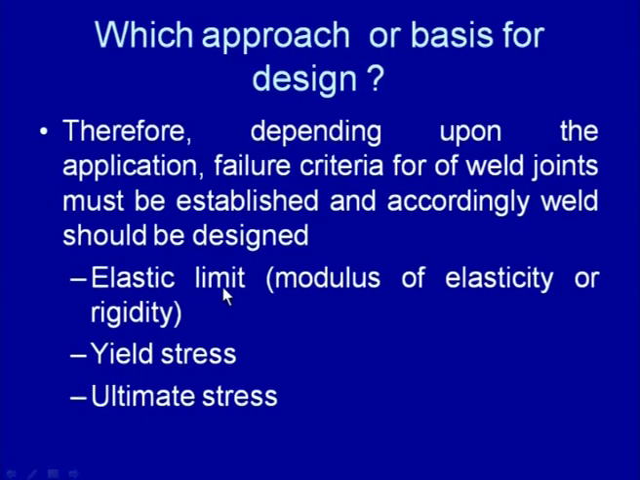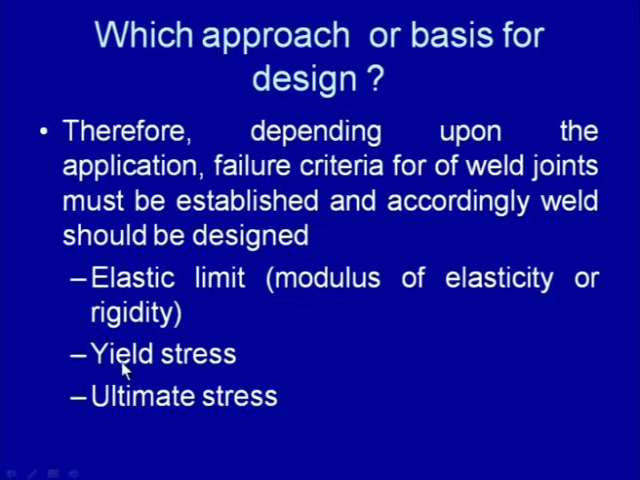In some cases where minor elastic deformation is allowed within limits, if the failure criteria is such that elastic deformation only within certain limits is permitted, then the weld joint will be designed on the basis of modulus of elasticity or the rigidity. And if the criteria is that we want plastic deformation within certain limits, or we want to avoid the deformation, then the yield stress criteria is used, and if you want to avoid the fracture, then the ultimate stress criteria is used.